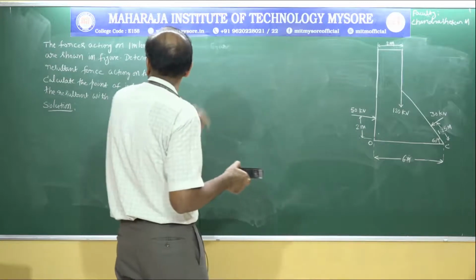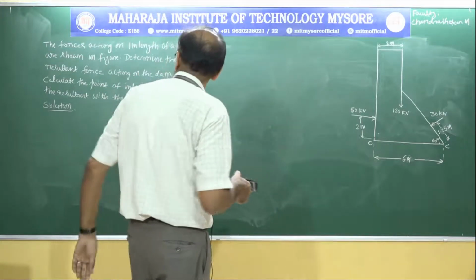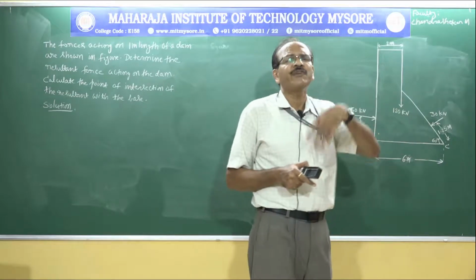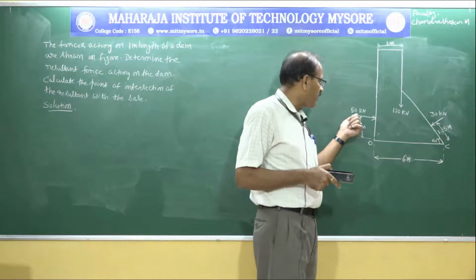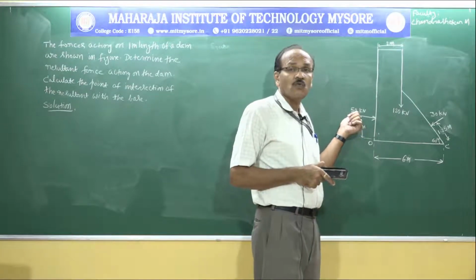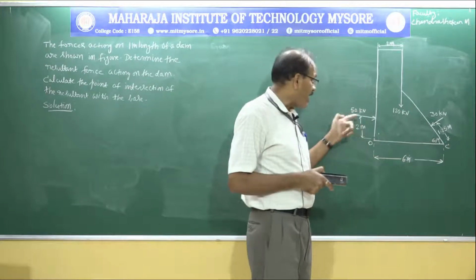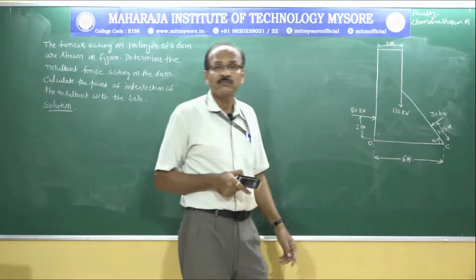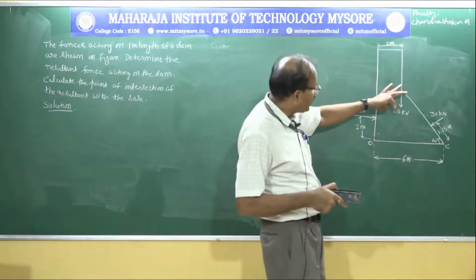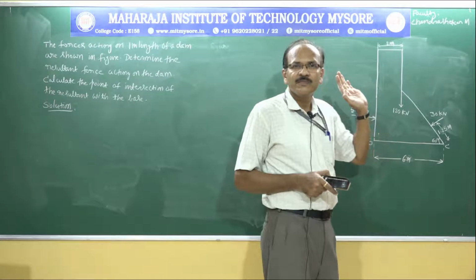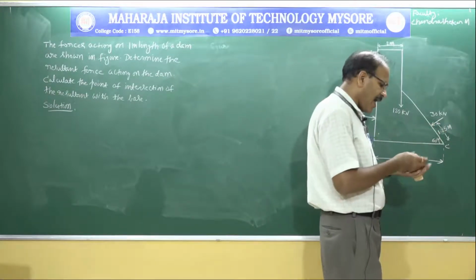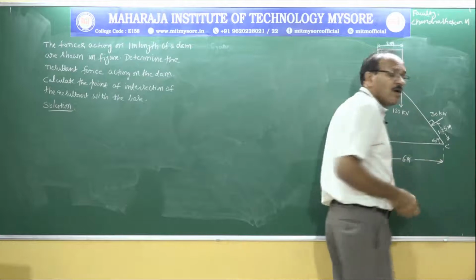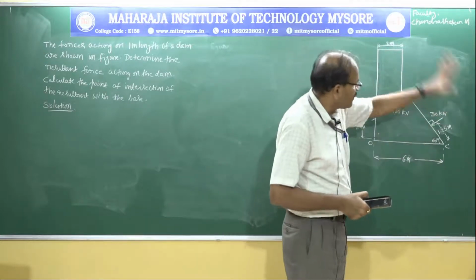Further, it says, as shown in the figure, determine the resultant force acting on the dam and calculate the point of intersection of the resultant with the base. So, this dam is going to be subjected to different kinds of forces. Here, this 50 kilonewton is possibly the water force or water pressure, and the resultant of the water pressure is acting at a distance of 2 meters from the base. And there is 120 kilonewton, which is the self weight, and this is 30 kilonewton acting perpendicular to the surface. Possibly this is the soil pressure.